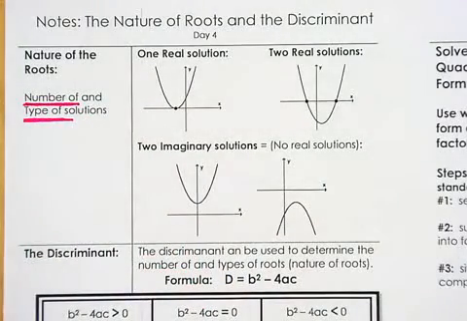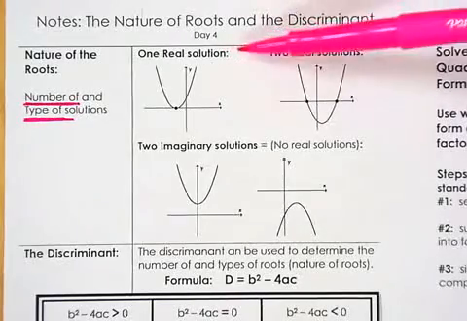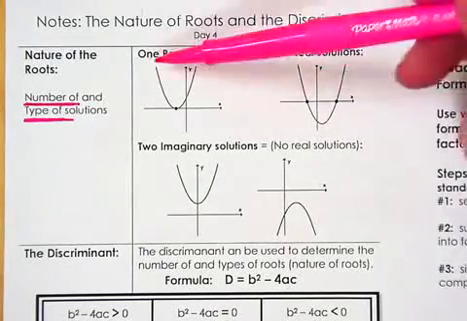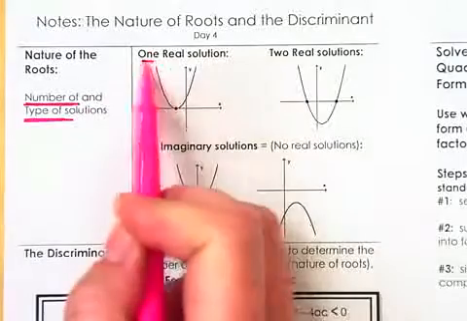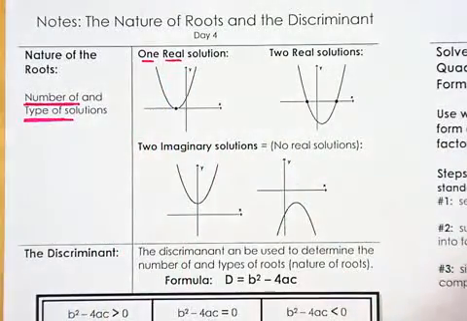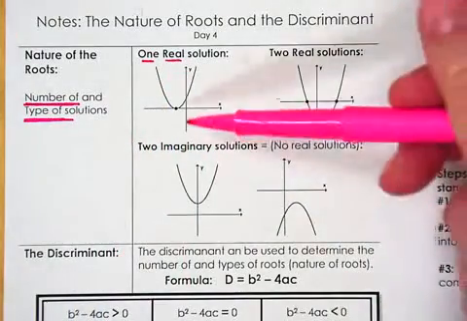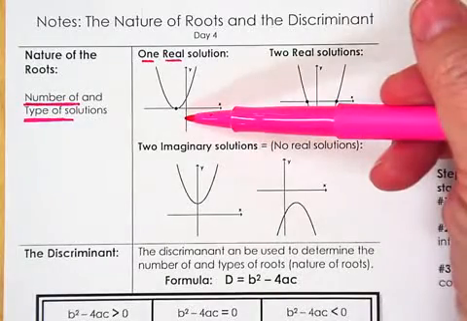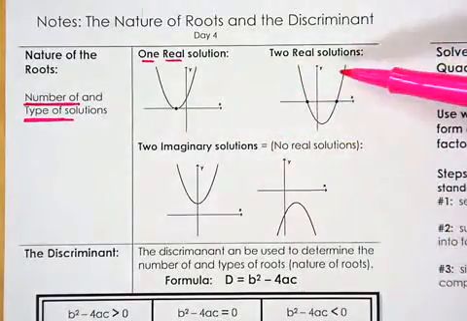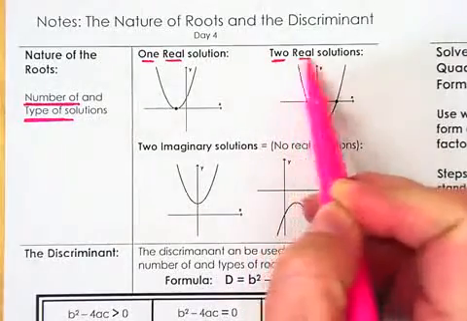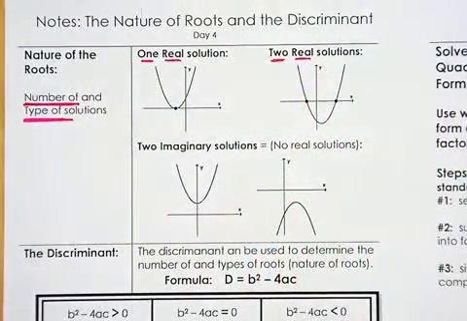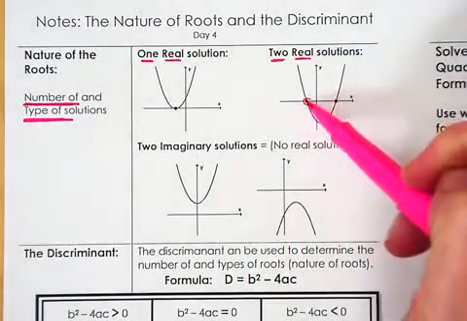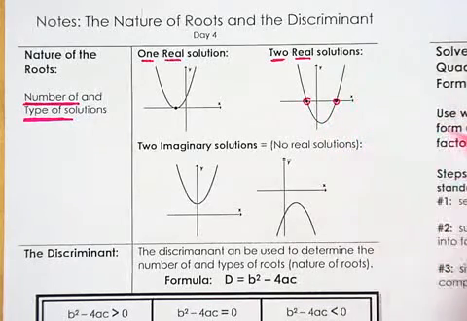This chart here breaks it down for us. In this first example, we have one real root, one real solution, and that occurs when the vertex is on the x-axis. In the second example, we have two real solutions, or two real roots. And there they are. It's where the graph crosses the x-axis in two places.